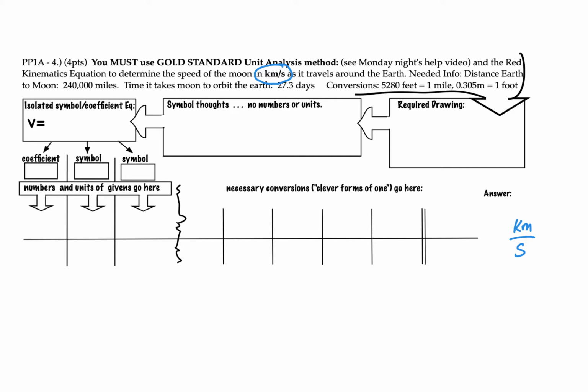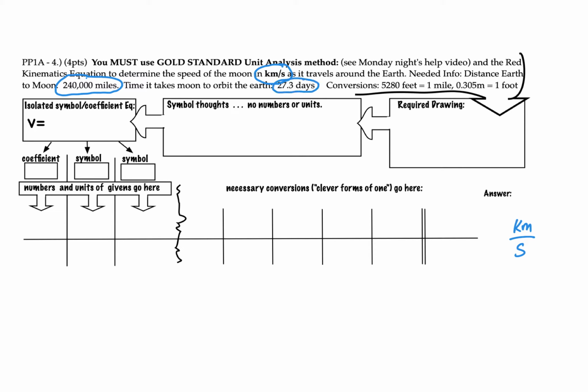Okay, so needed information. We're trying to figure out how fast the moon is traveling around the Earth. If you look up at the moon, it doesn't look like it's moving at all, but that's because the distance is so far away, and we'll discuss that as well. The moon is 240,000 miles, that's the radius from the center of the Earth out to the moon. The time it takes the moon to orbit the Earth, two significant figures, is 27.3 days.